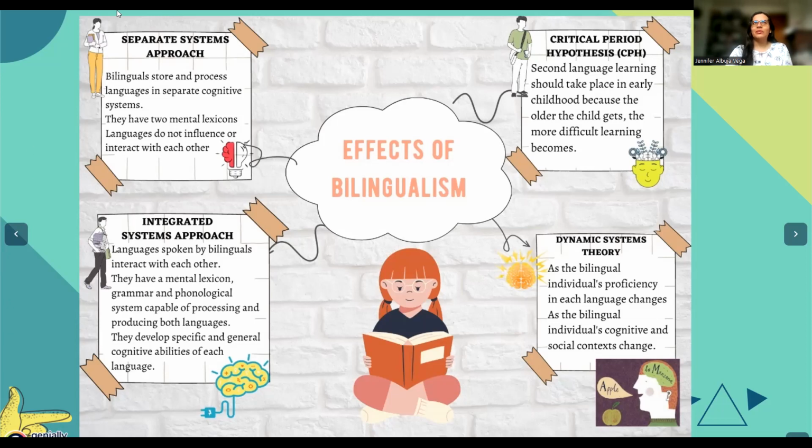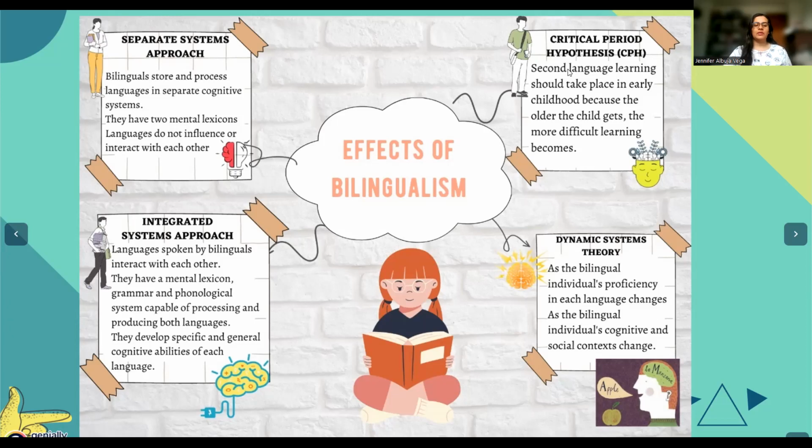Then we would like to talk about the critical period hypothesis, or CPH. Second language learning should take place in early childhood. This is a recommendation that this hypothesis makes because the older the child gets, the more difficult learning becomes.